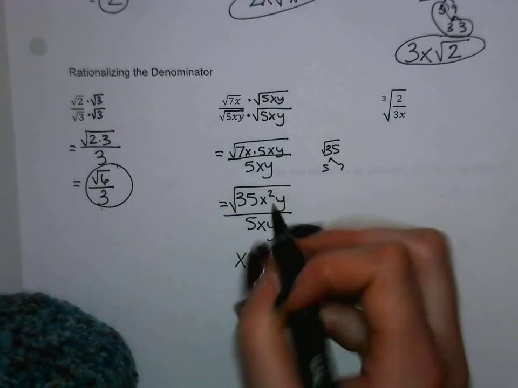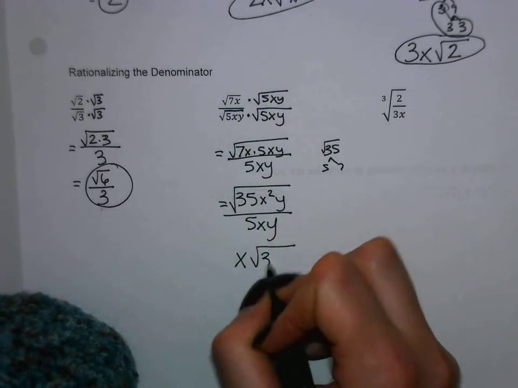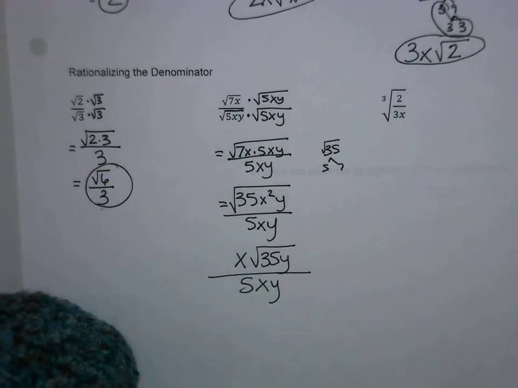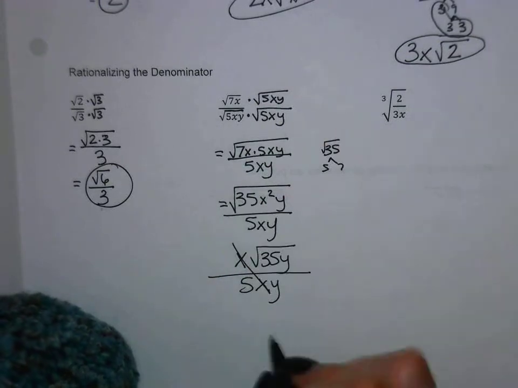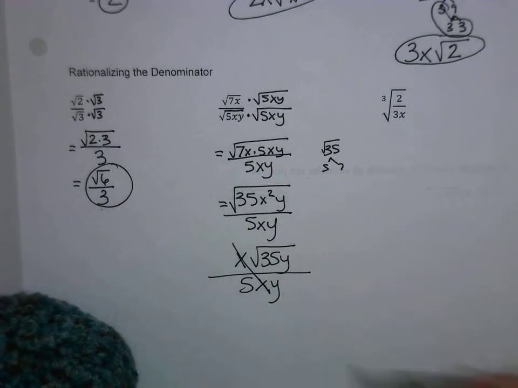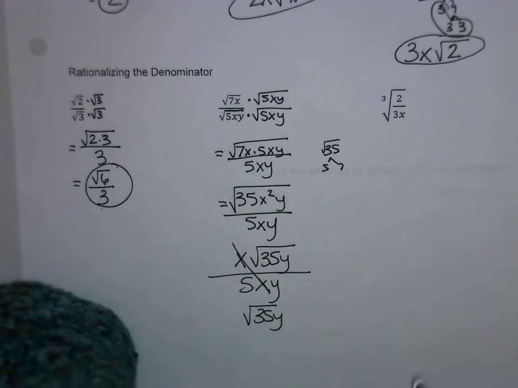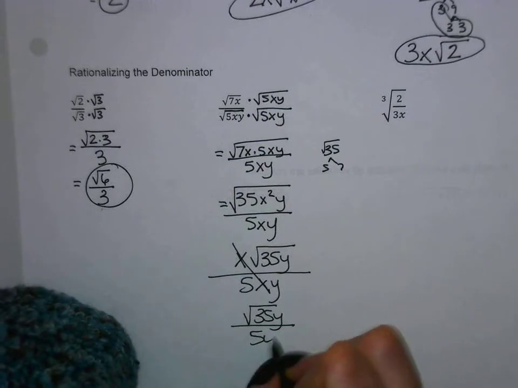We can pull out our x, so we have x times the square root of 35y divided by 5xy. We can reduce this even further. Our x's cancel out, since x divided by x is 1. So we have the square root of 35y divided by 5y.